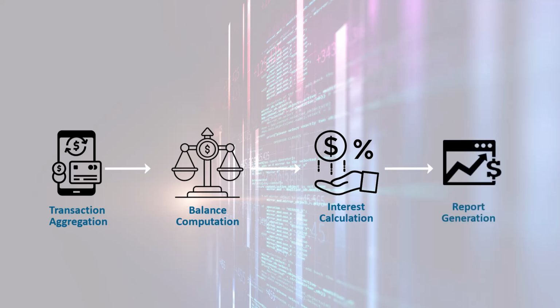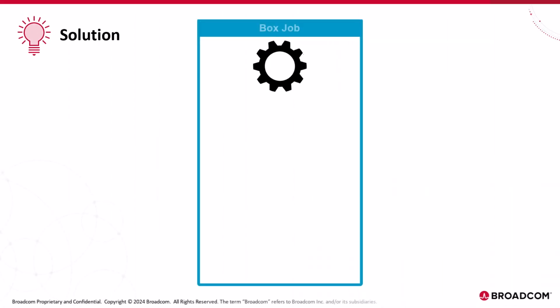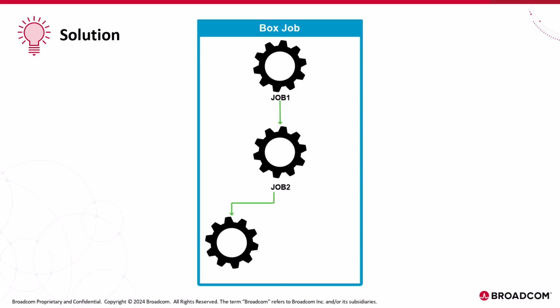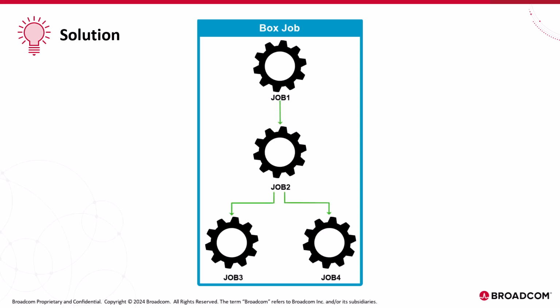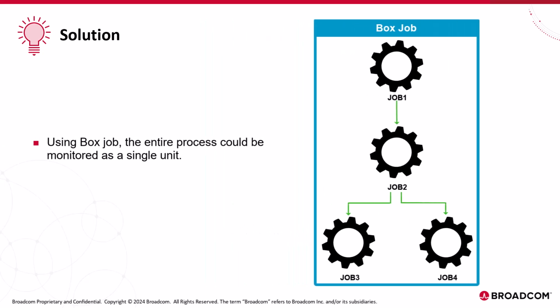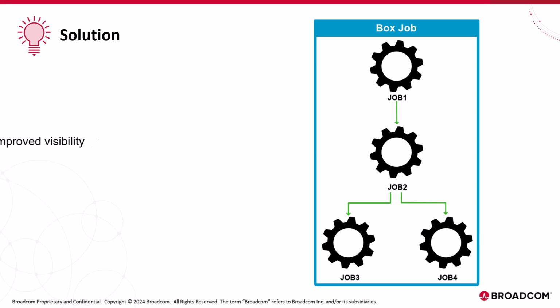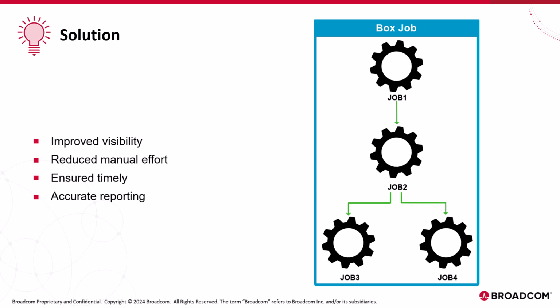These jobs were previously run manually and tracked individually, making monitoring difficult and increasing the risk of errors due to manual dependency handling. To resolve this, the team created a box job in AutoSys. This box grouped all related jobs and enforced execution order through dependencies. Using the box job, the entire process could be monitored as a single unit. If any job failed, operators could easily troubleshoot and rerun the impacted job within the box. This improved visibility, reduced manual effort, and ensured timely and accurate reporting across all branches.